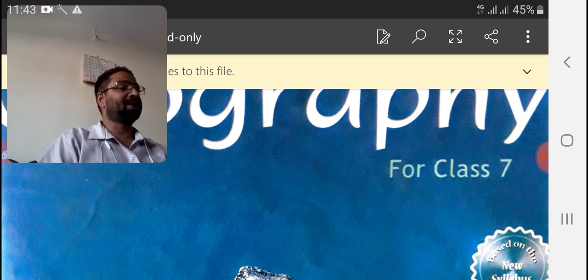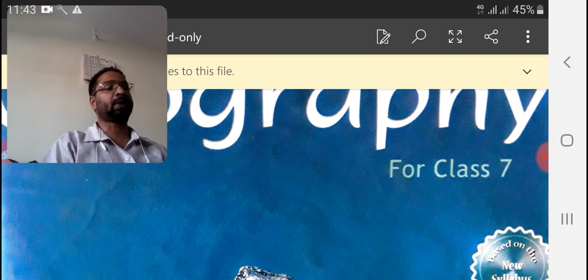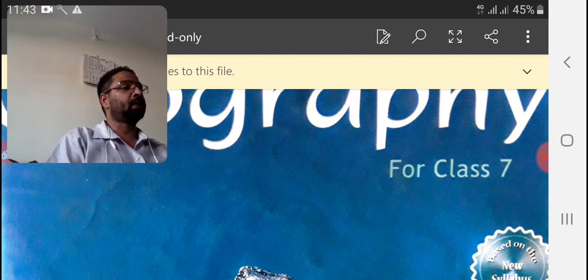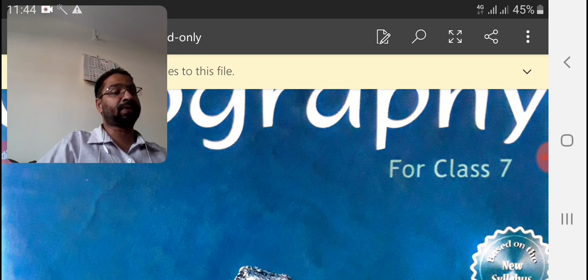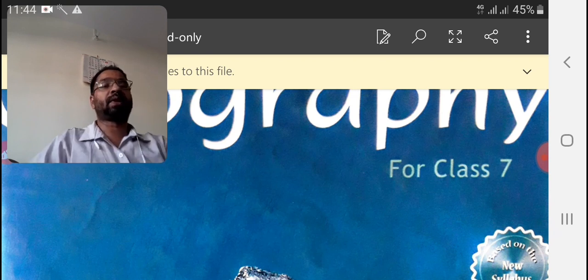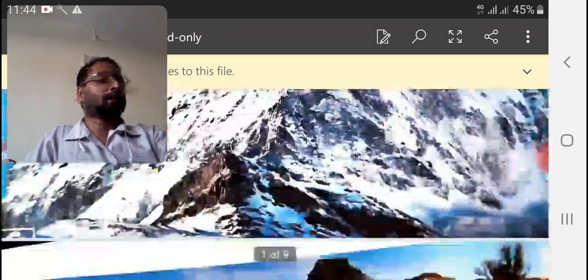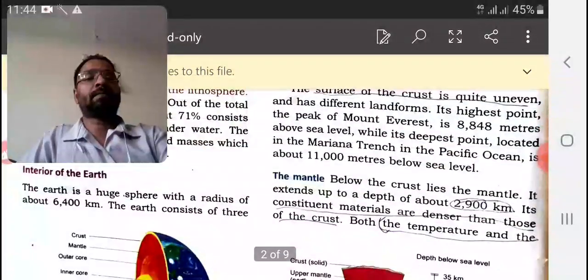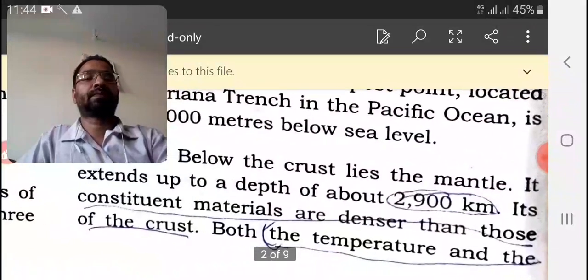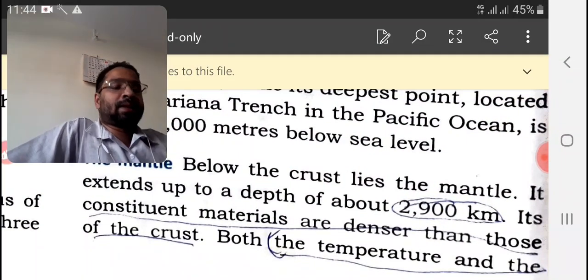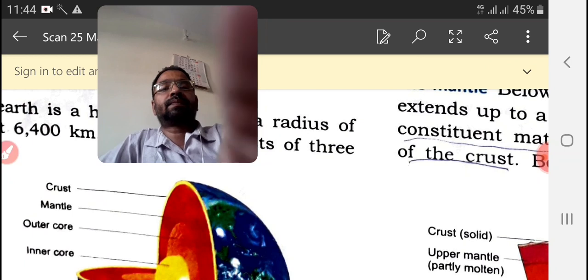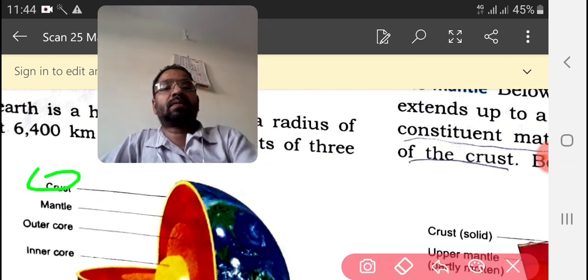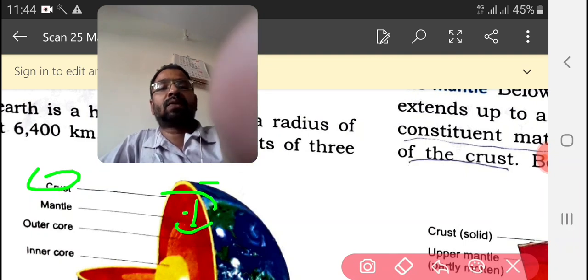In the previous session, we just started weathering and soil formation, chapter number 4. We were discussing the interior of the earth, and the crust we might have completed. Now today we are going to discuss the mantle. Below the crust lies the mantle. We can see here, the crust is the topmost part. Below that, this second layer is known as the mantle.